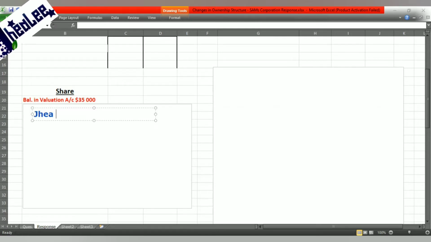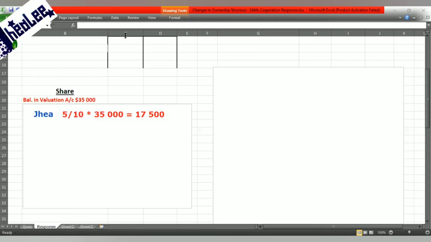It is 5 to 3 to 2, and J is getting 5. So J is going to get 5 out of the total of 10, which is a half of the 35,000. And that gives us a value of 17,500.